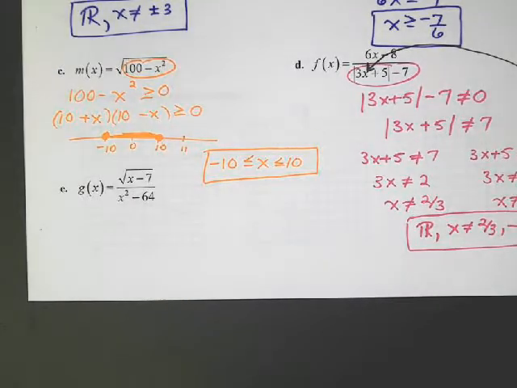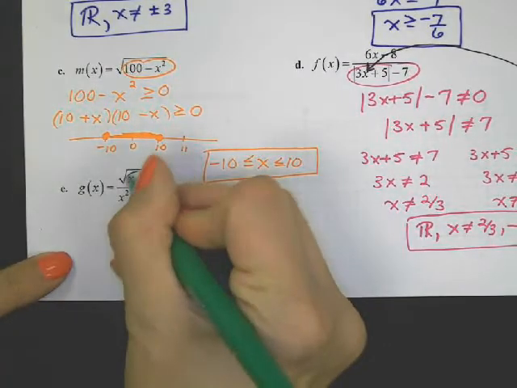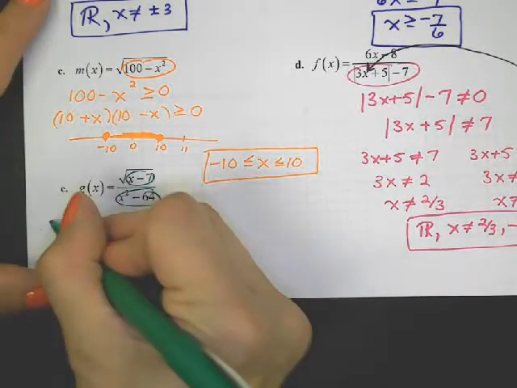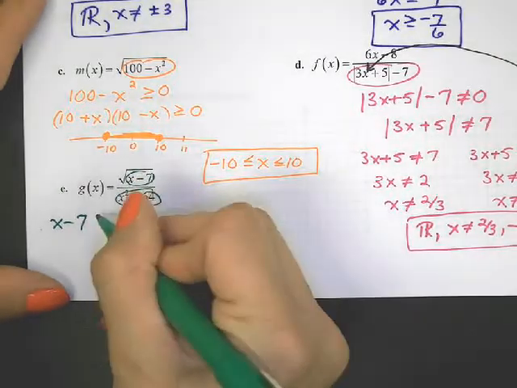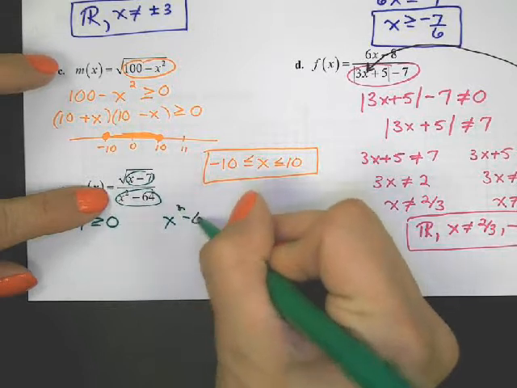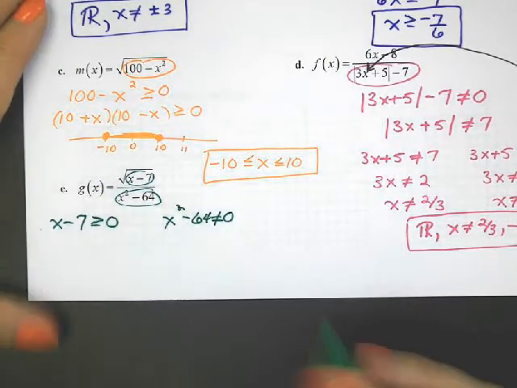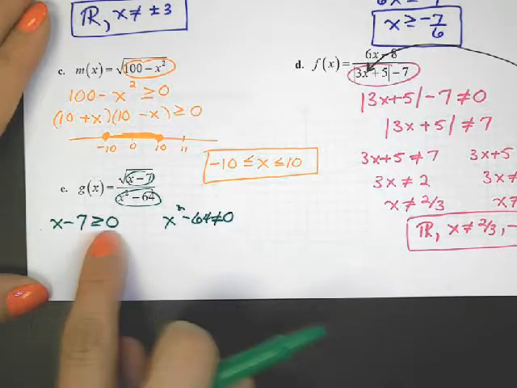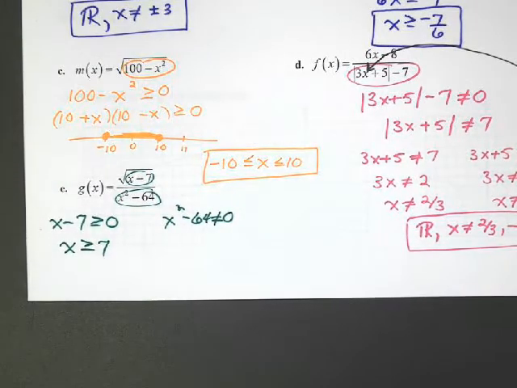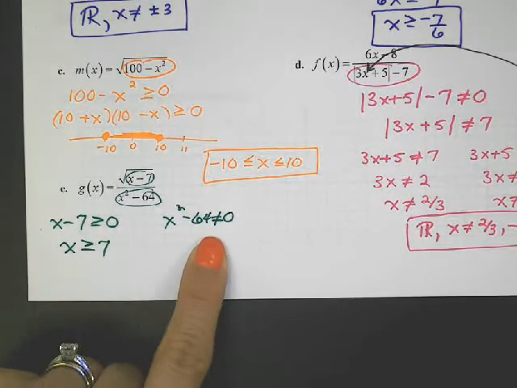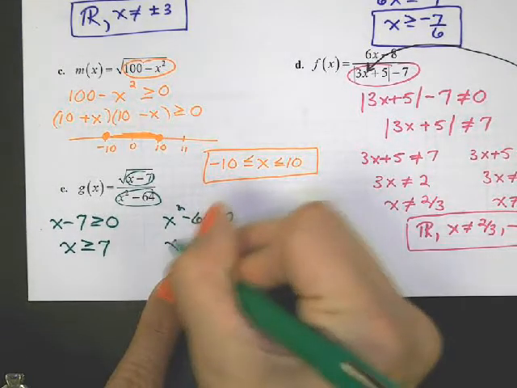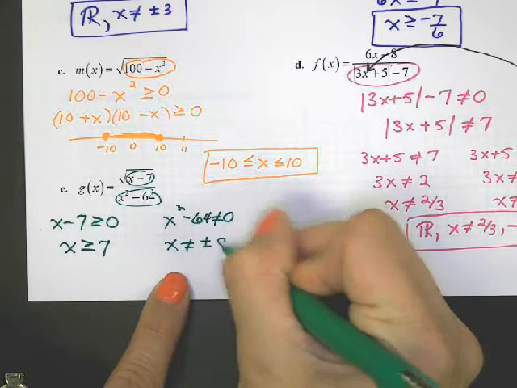Last domain review. The last one here, I see a radical and I see a denominator. So we're going to have to consider two things. The expression upstairs has to be greater than or equal to 0, but the expression in the bottom cannot equal 0. So my first inequality here is saying be more than or equal to a 7. Okay, I will. Can I square root with a not equal sign? Yes, this answer is going to be not equals. x cannot equal plus or minus 8.